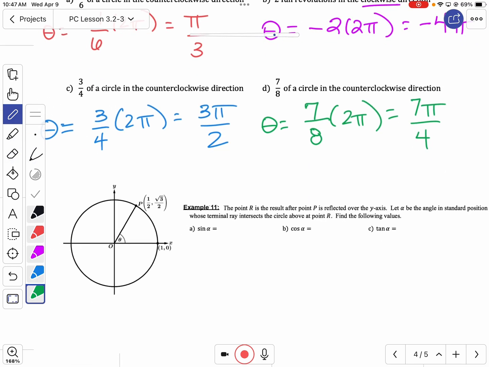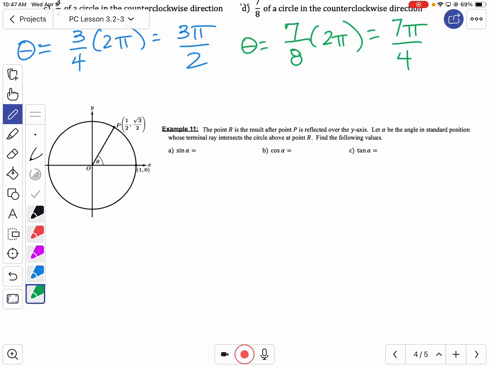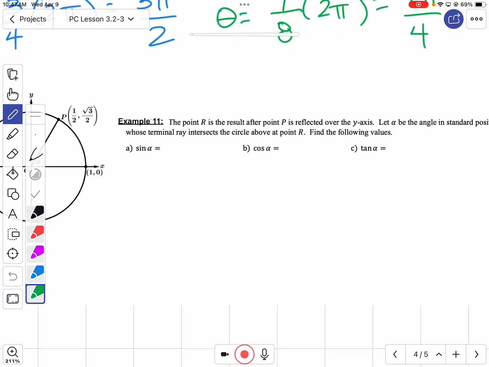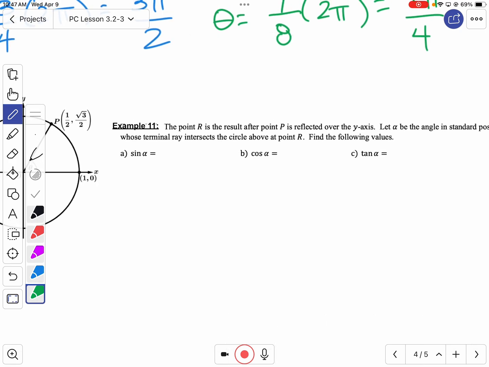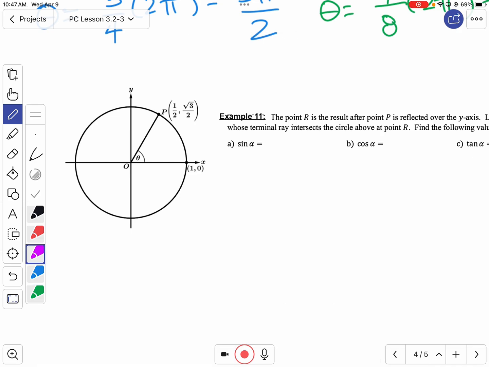Again, it's just going to use a lot of words to do something relatively simple. So it says point R is the result after point P is reflected over the y-axis. If I reflect P over the y-axis, which quadrant is my point going to land in? 2. All right? So that's the first thing we had to figure out. If I land in the second quadrant, what's my ordered pair going to be? Negative, positive.